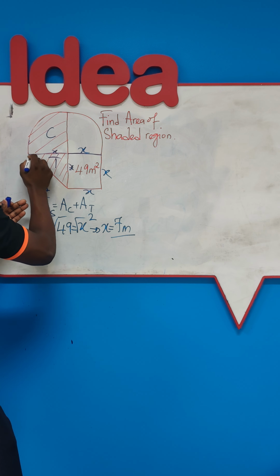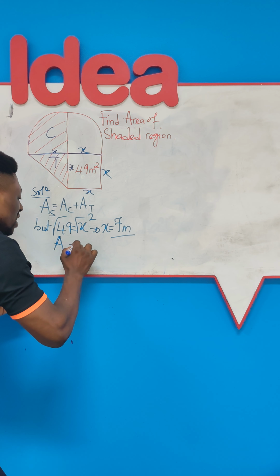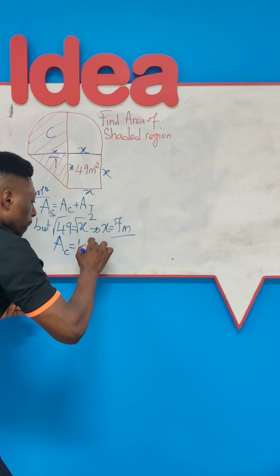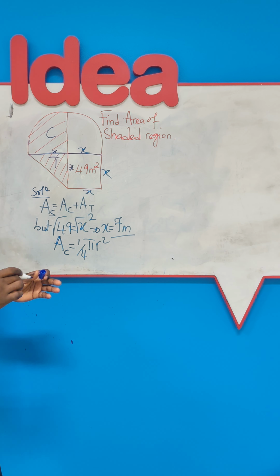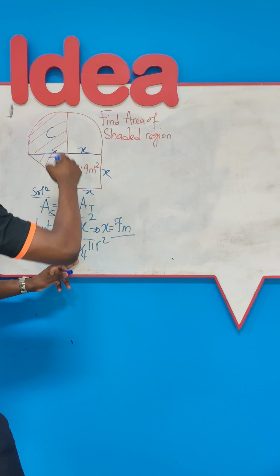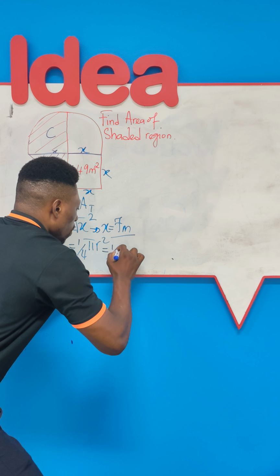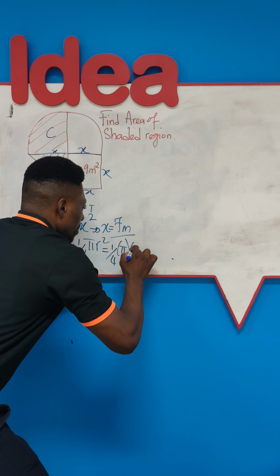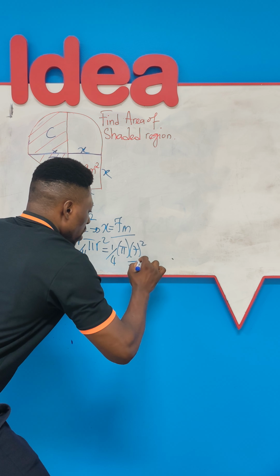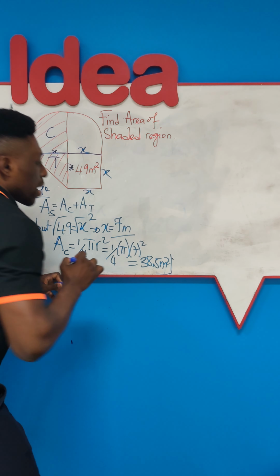Now that we have the radius, we can go ahead to find the area of C, which is actually 1/4 pi radius squared. Where is pi radius squared from? This is the area of a circle. 1/4 because this is just a quarter of a circle. So this will be equal to 1/4 of pi times 7 all squared. And if you punch correctly, you should have 38.5 meters squared.